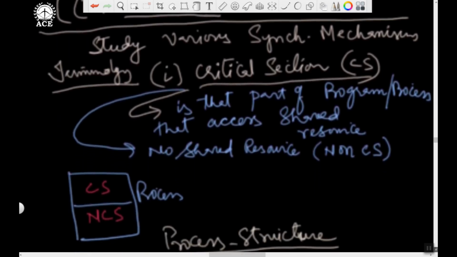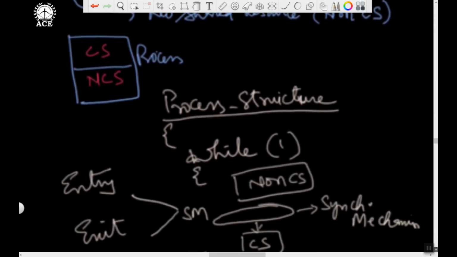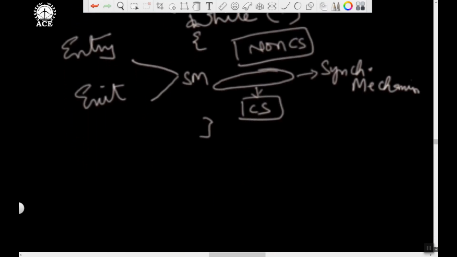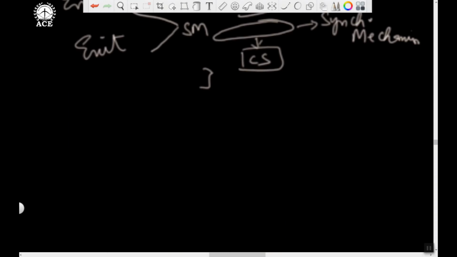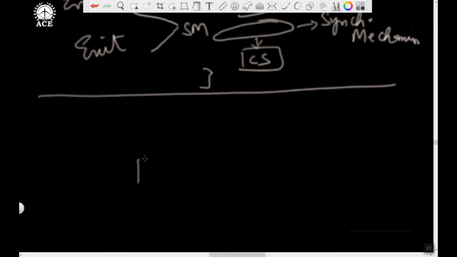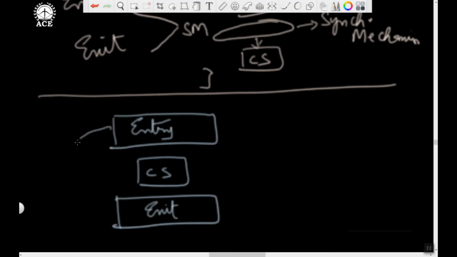So the general process structure will have two parts, non-critical and critical section. Critical section is that part where shared resources are accessed, and that has to be protected through a synchronization tool, a synchronization mechanism, having two parts, entry and exit section. If I show it in a general diagram form, this is critical section, this is the synchronization mechanism entry part, this is exit. This is called entry section and this is called exit section. Together these two define our synchronization mechanism.